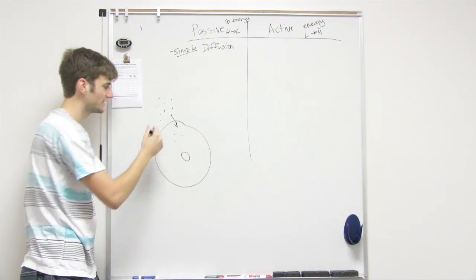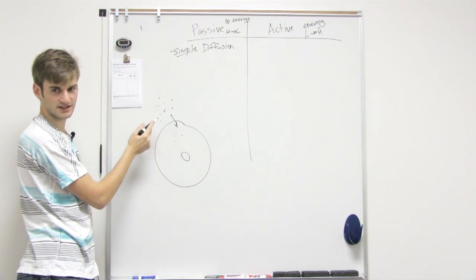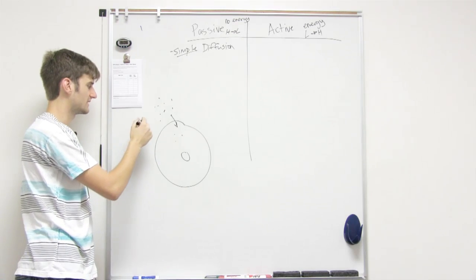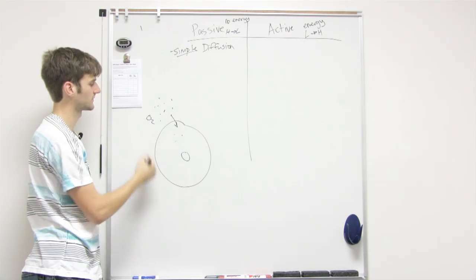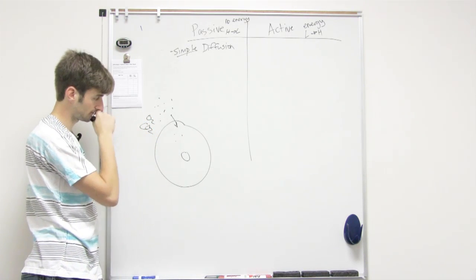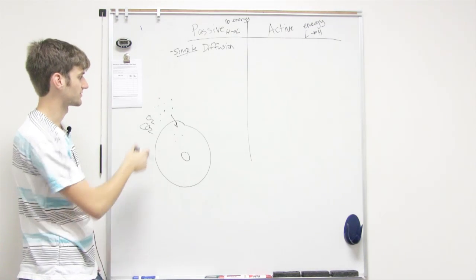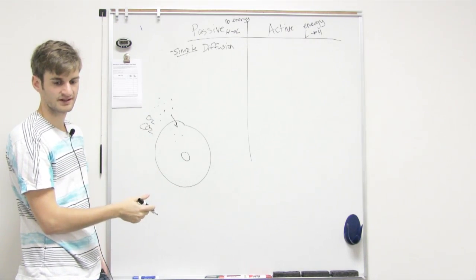The reason it's able to do it is because these are small, uncharged particles. So examples of this would be oxygen or CO2. Small, uncharged particles are able to just go straight through the membrane.